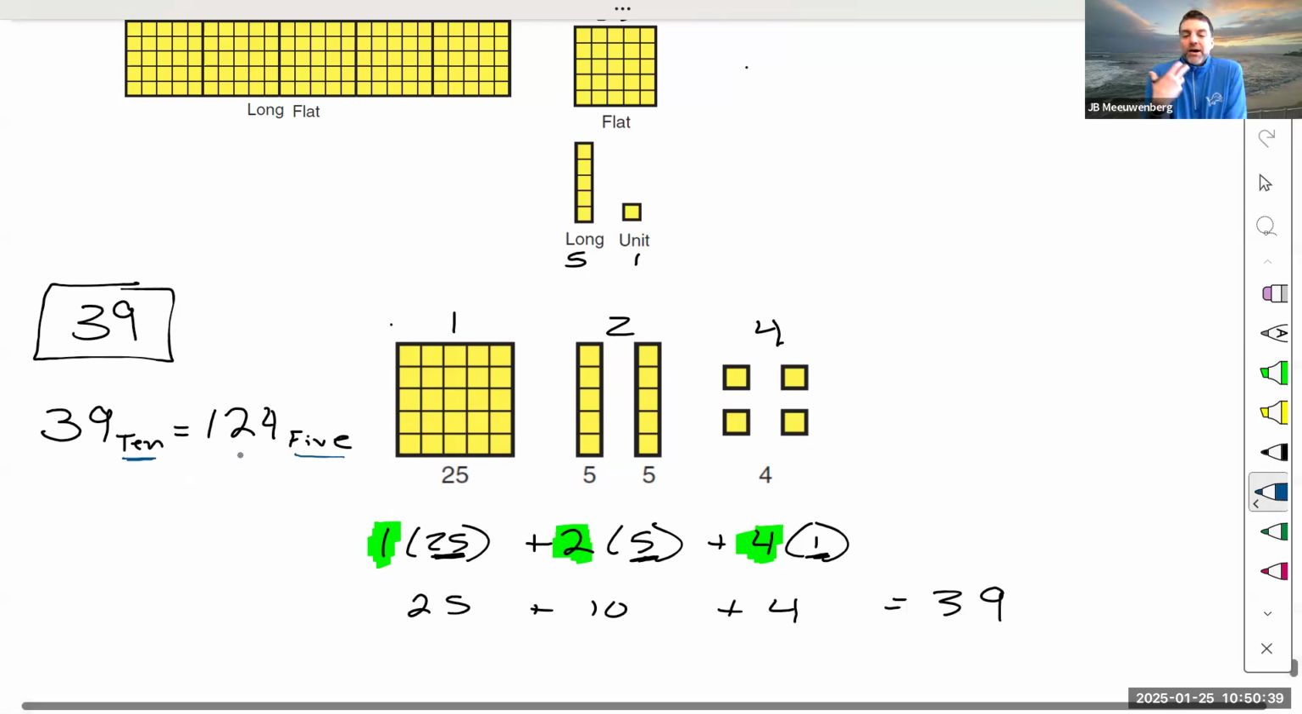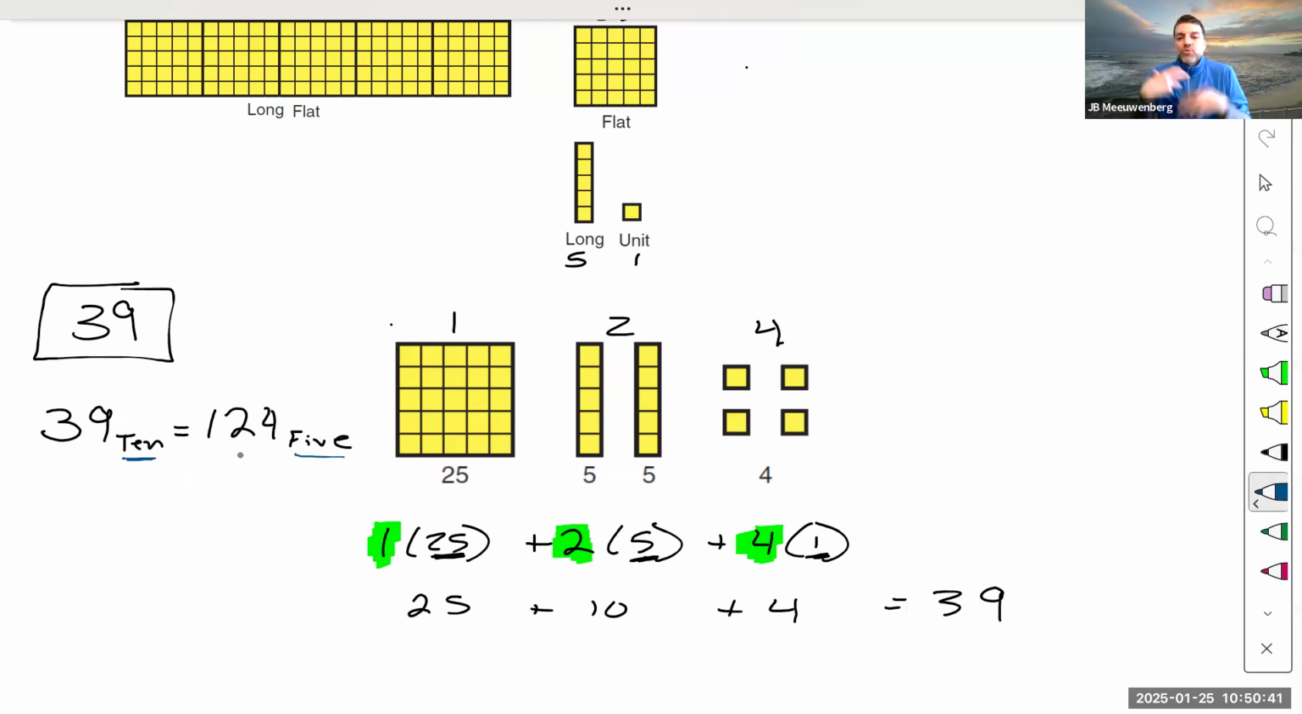They have the same quantity, right? The same quantity of units. 39 units would be written as 39 in base 10, but 124 written in base 5. Why is it written 124? Because of exactly what we showed here. This column is how many 25s we have. This column is how many 5s we have. And this column is how many 1s we have. In base 10, this column is how many 10s we have. And this column is how many 9s we have.